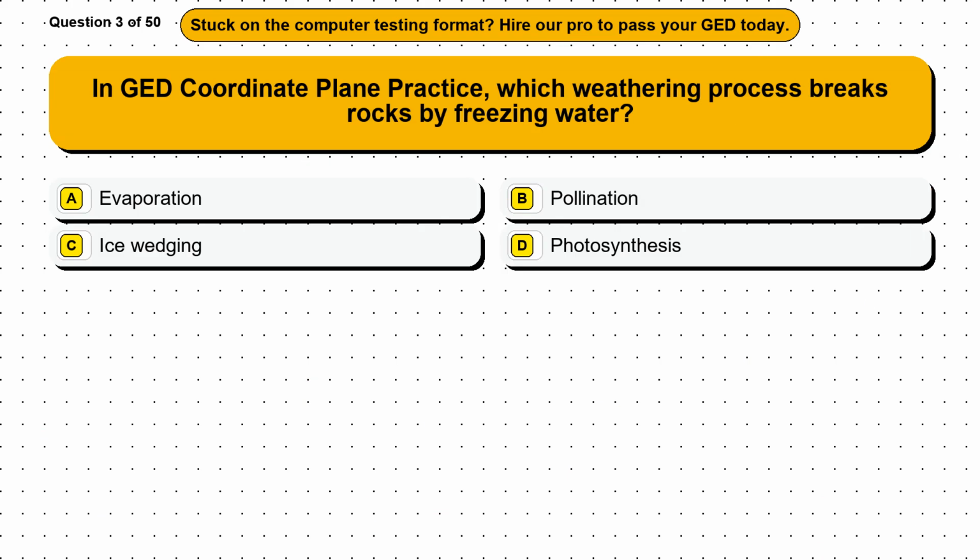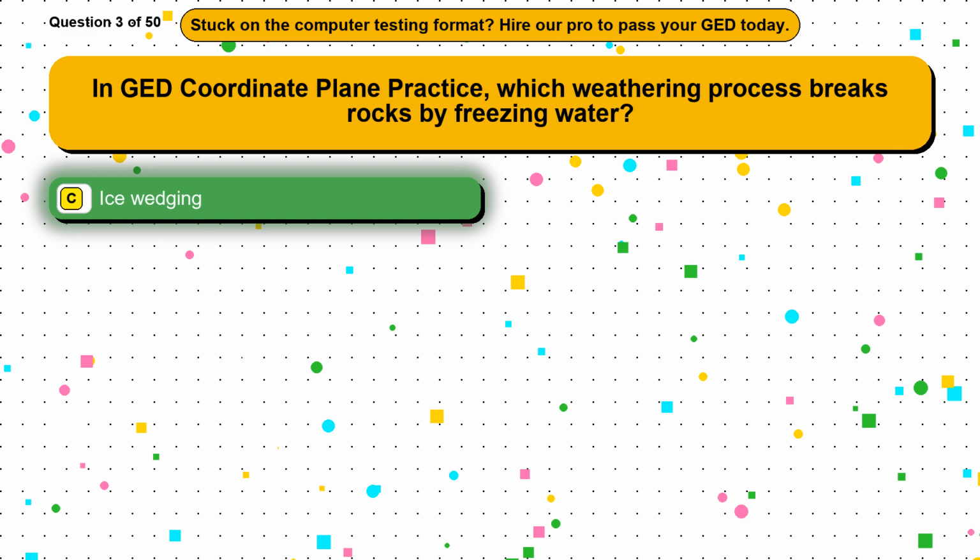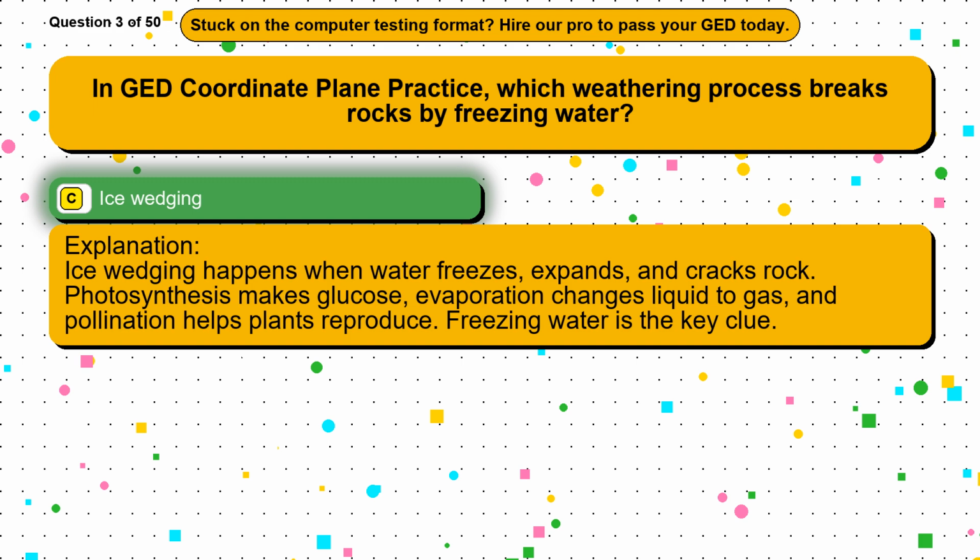Question 3. In GED Coordinate Plane Practice, which weathering process breaks rocks by freezing water? Option A, evaporation. Option B, pollination. Option C, ice wedging. Option D, photosynthesis. The correct answer is option C, ice wedging. Ice wedging happens when water freezes, expands, and cracks rock. Photosynthesis makes glucose, evaporation changes liquid to gas, and pollination helps plants reproduce. Freezing water is the key clue.